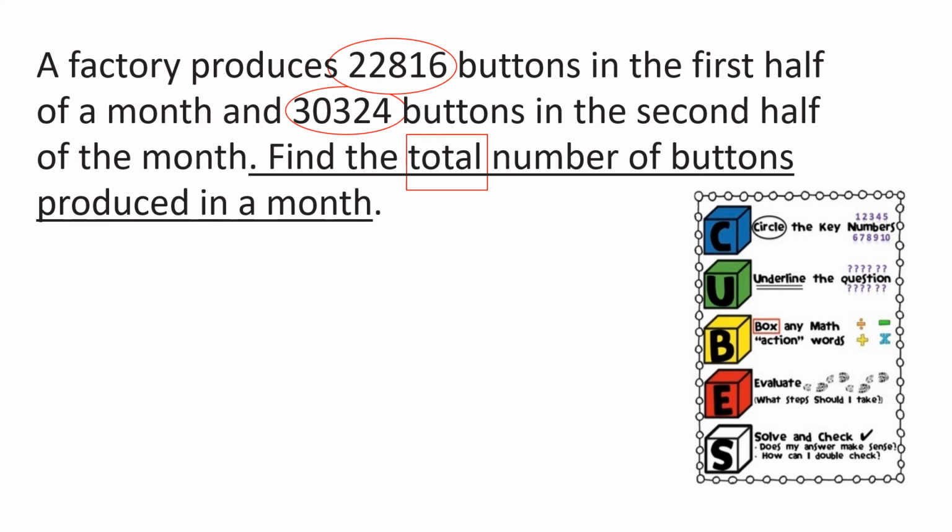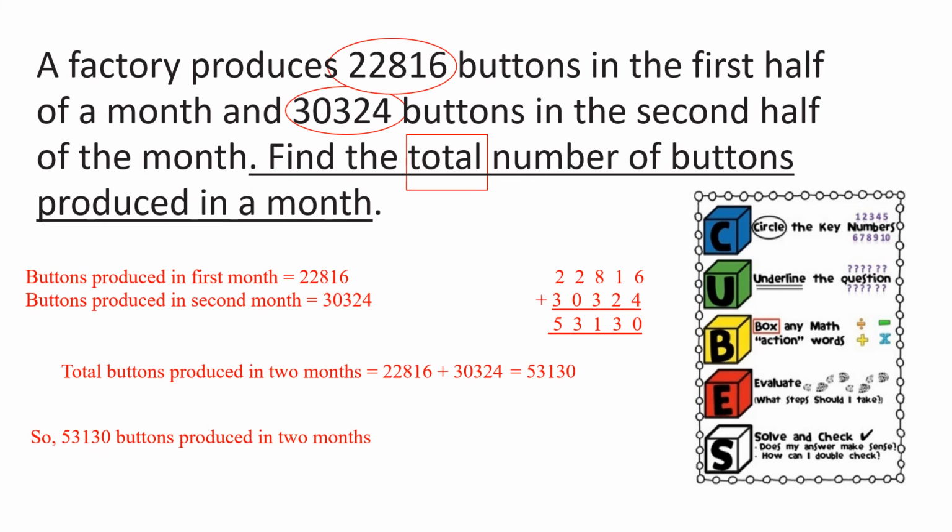Remember the keywords I told you for addition and subtraction. So total tells us to add. Now let's write the statements. Buttons produced in the first half: 22,816, and buttons produced in the second half: 30,324. Let's add it. When you add, you get the total 53,130.